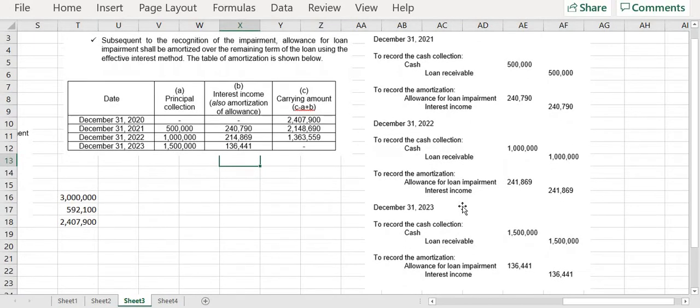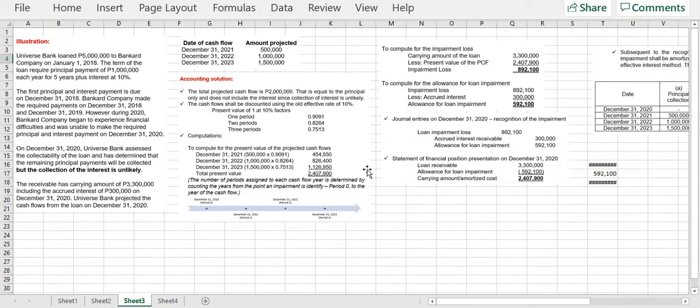Now, for 2022 naman, the last cash collection, no, which is 1.5 million, and also the final amortization for the allowance, no? Both the allowance and then the interest income. Ayan. Okay? Okay, so that's it for the first illustration, no? In impairment, or how to compute the impairment loss. Ayan. How to compute the allowance for loan impairment.